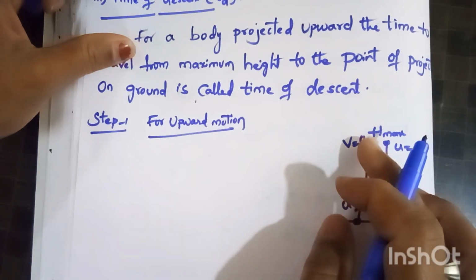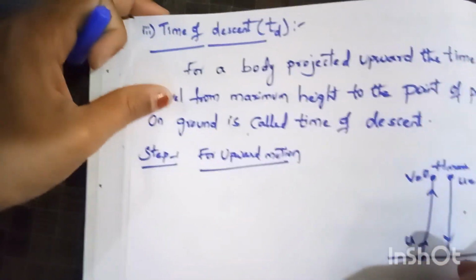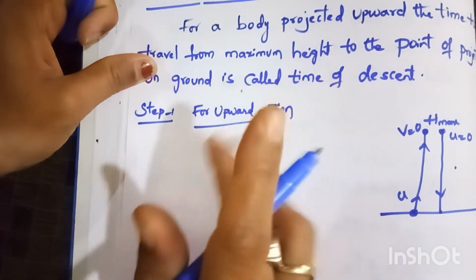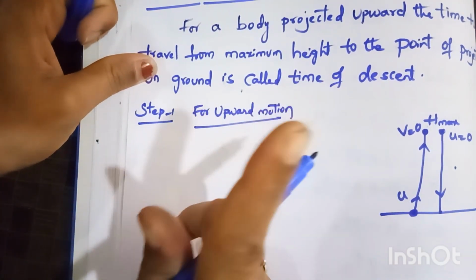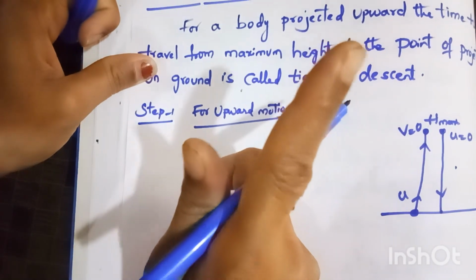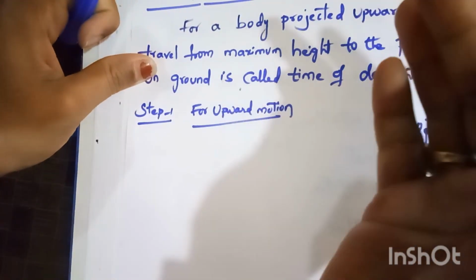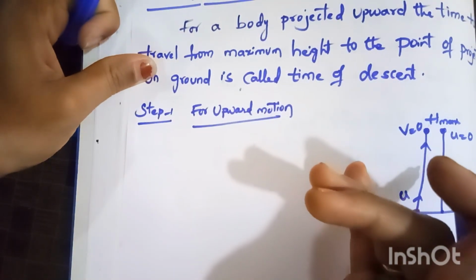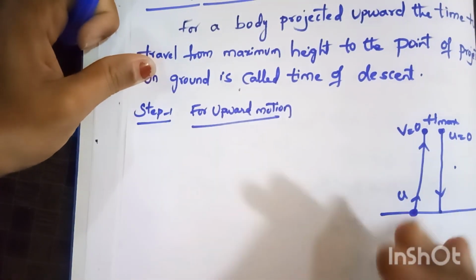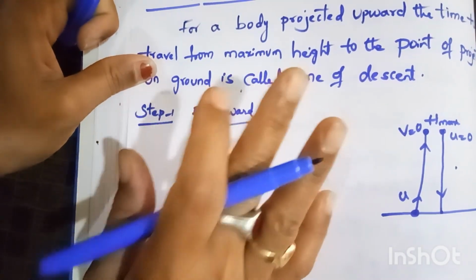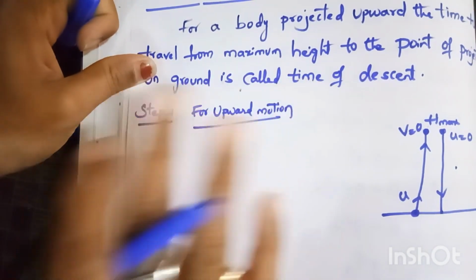Without any time of ascent, there will be no time of descent. So we can take time of ascent only when an object is thrown vertically upward, and when it is freely falling from the maximum height to the ground, that can be taken as time of descent. Without any upward projection, there will be no time of ascent and no time of descent.